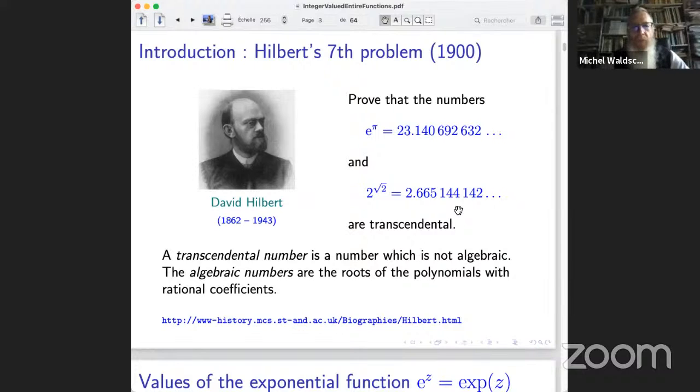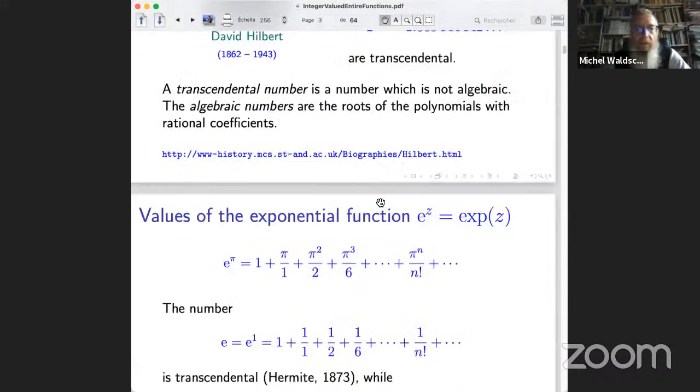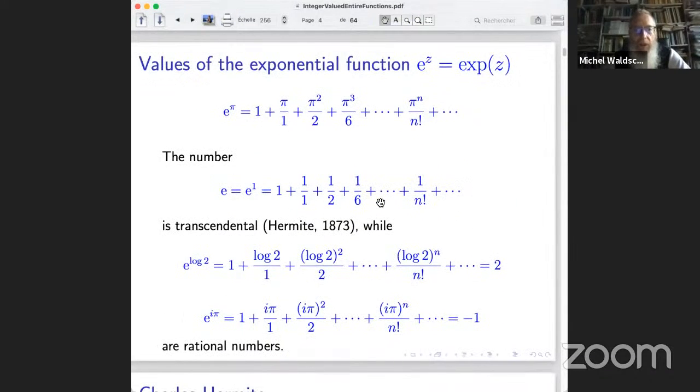So these 2 numbers are values of the exponential function. 2 power square root of 2 is the value of the exponential function at the point square root of 2 times log 2. And the exponential function takes some values which are rational, like exponential of log 2, which is 2, and exponential of i pi, which is -1. The function takes also transcendental values, like e, the exponential of 1.